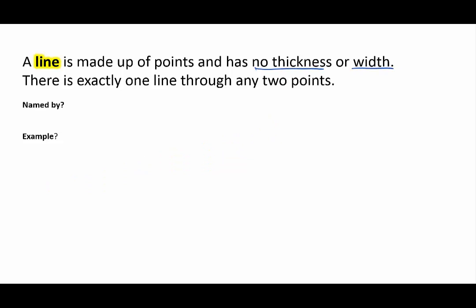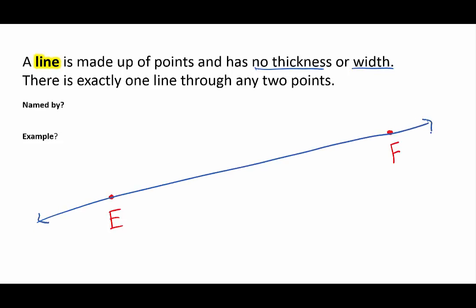Now, through any 2 points, I'll draw point E here, and let's draw point F up here. Through any 2 points, there can only be one line. And I'll make sure that you draw the arrows at the end, which signifies that it goes on in both directions infinitely. Again, any 2 points, you can only have exactly one line.